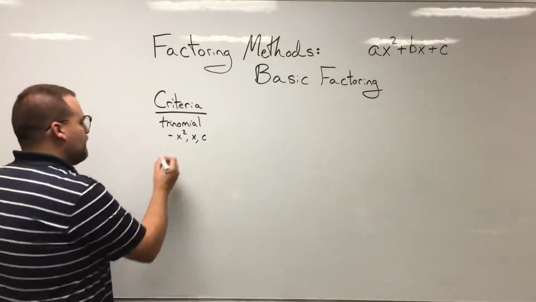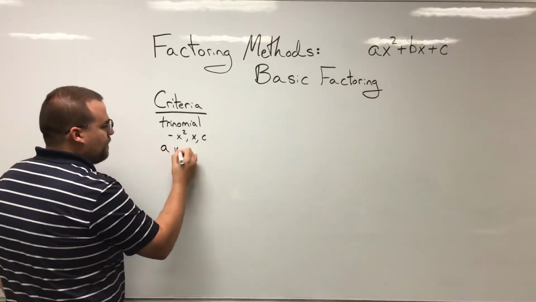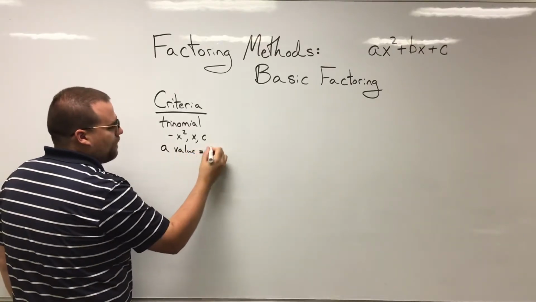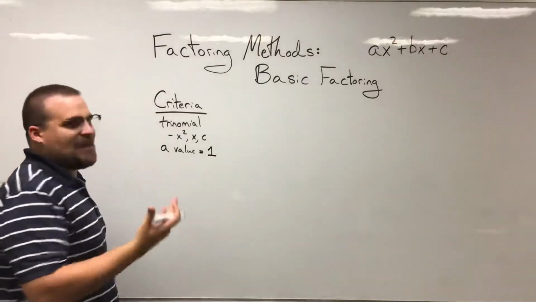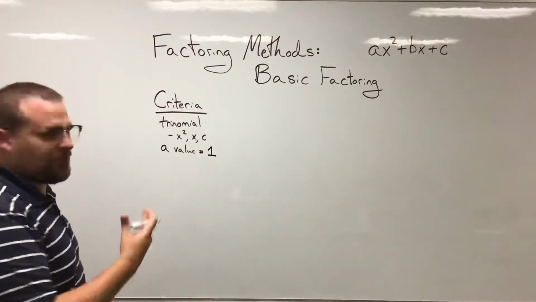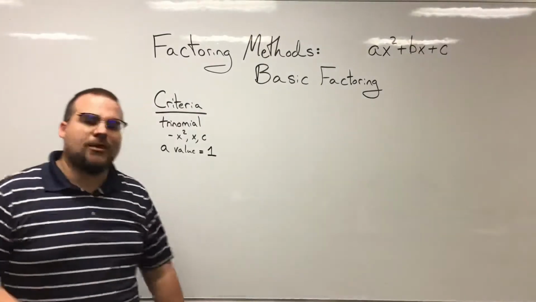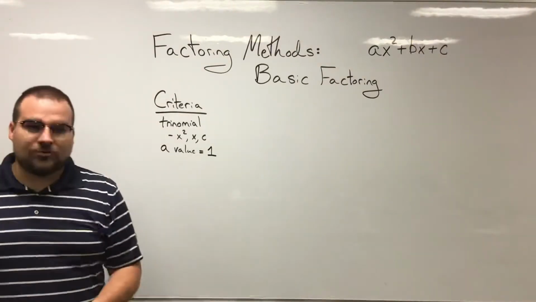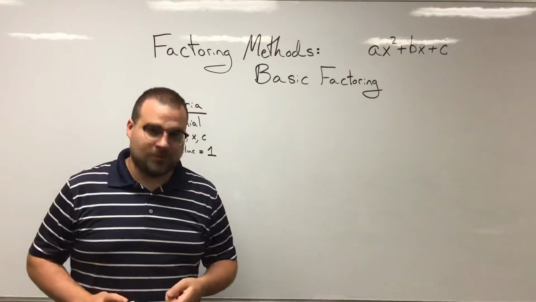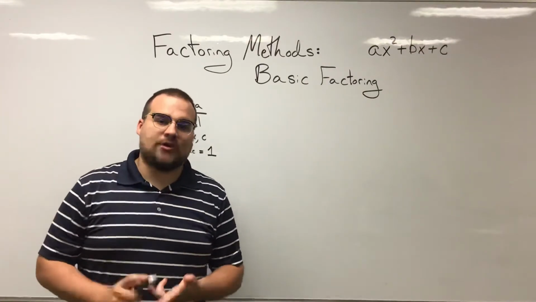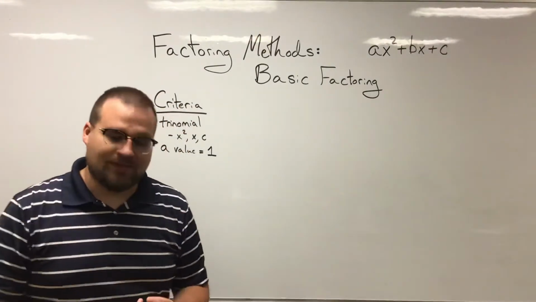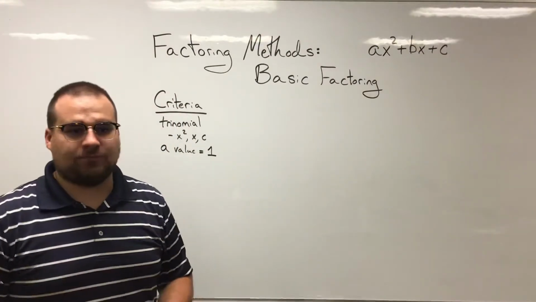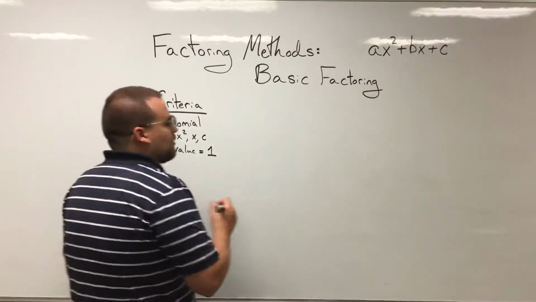Secondly, the a value must be 1, or a equals 1. I don't really know why I wrote value there, but you get the idea. So if a is greater than 1, can't do this. If it is not a trinomial with a squared variable and a non-squared variable, or a variable to the first, and a constant, can't do it. Now let's get into how we work on this.